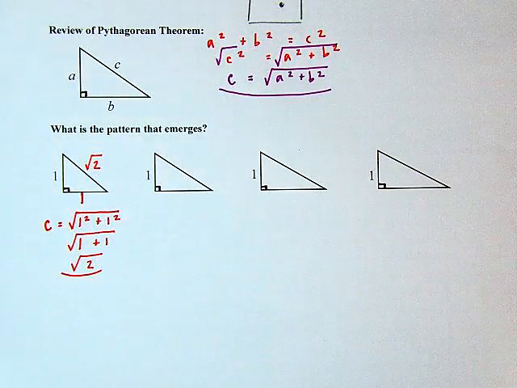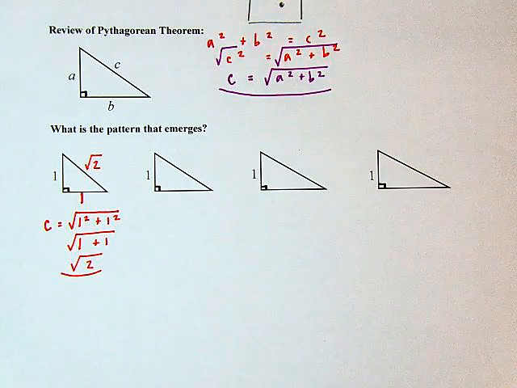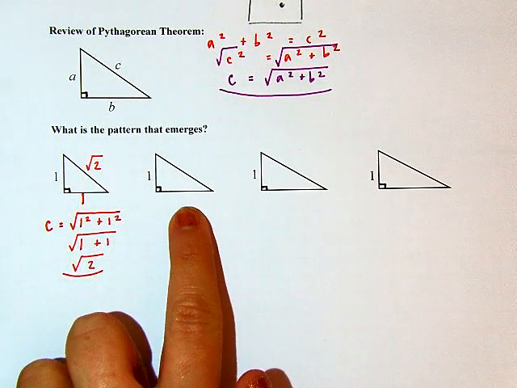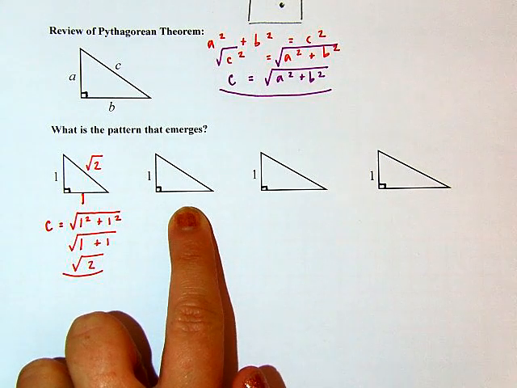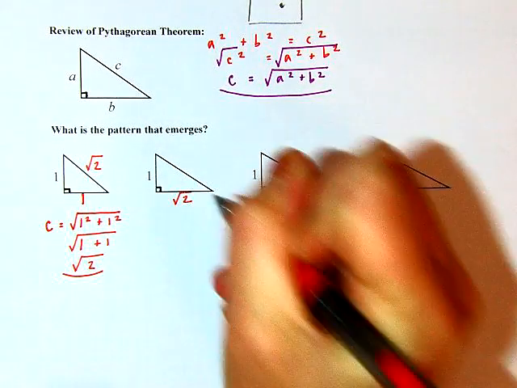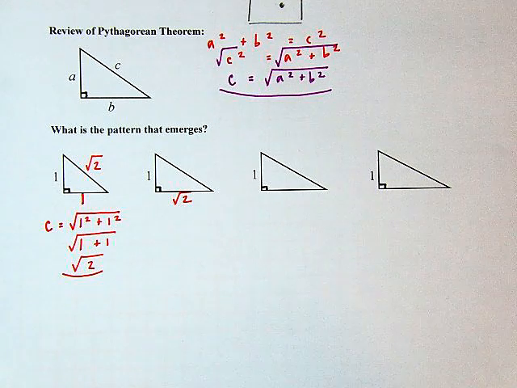So my hypotenuse here would be the square root of 2. My hypotenuse of this triangle is going to become the leg right here of my next triangle. So I'm going to put root 2 right here. So now I want to solve for the hypotenuse.